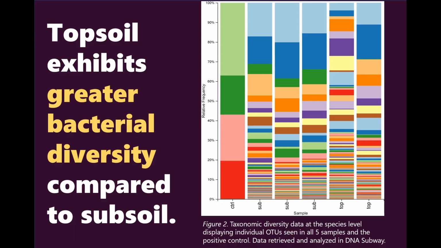This bar plot, representing the total taxonomic diversity present in each sample, was generated by DNA Subway, using the 16S bacterial DNA database up to a species level. The topsoil samples are the two far right columns, and the subsoil samples are the next three columns. The control group is shown on the left-hand side. The different bands within each sample's column represent relative abundance of individual taxa. The thicker the bar, the higher the relative abundance of that taxon. The topsoil samples have more bands and therefore more bacterial diversity compared to the subsoil, which has fewer but thicker bands.